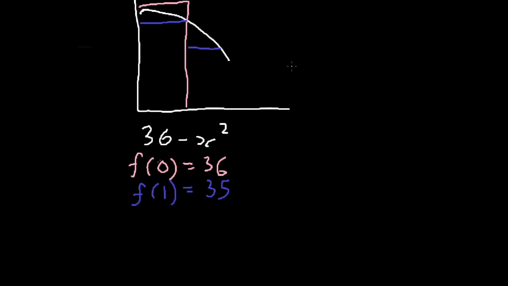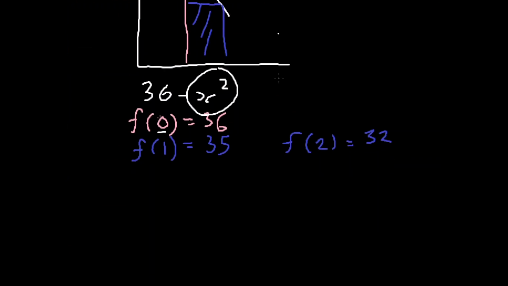If we do the next one down, what's f of 2? This time we're talking about this area in here. That's equal to 36 minus 2 squared, which is 32. So we can see, because of this minus term here, it's going to be better to overestimate it, because then the value that we're inputting is less. So how do we write this with maths?